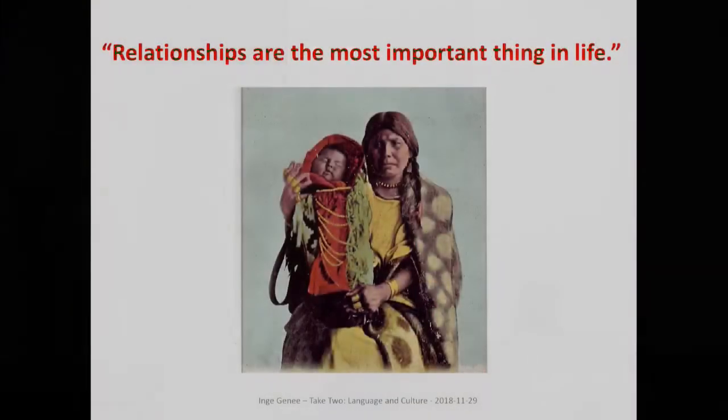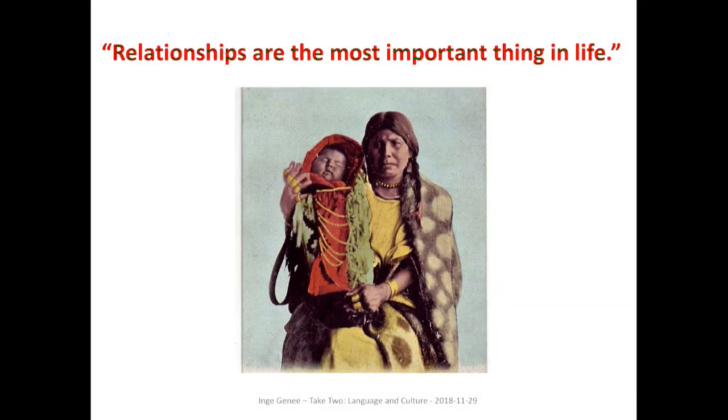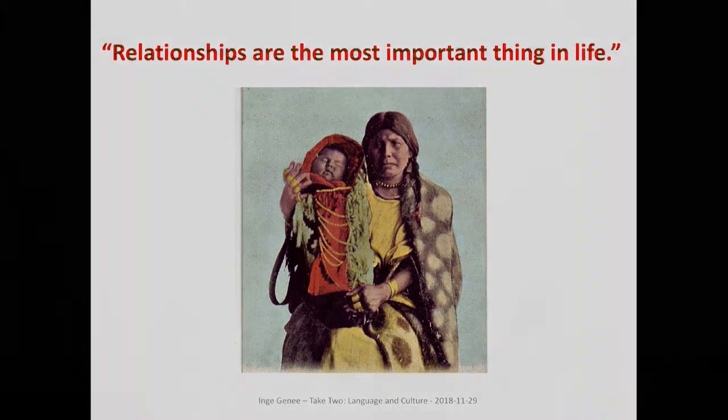Relationships are the most important thing in life. That is also something that people say all the time. And this includes relationships with people, especially family, but also animals, plants, creator, spiritual beings, the land, elements in the landscape, and all kinds of what we would consider to be objects.